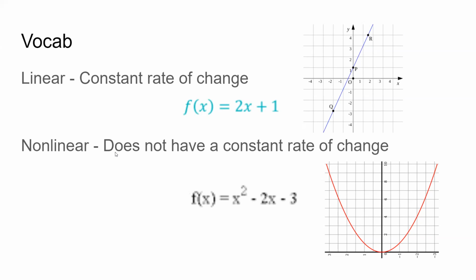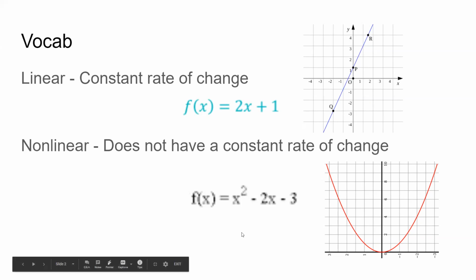For a nonlinear function, it does not have a consistent rate of change. So a function might look something like this. Notice how the x is squared. The two biggest things that you're going to see is a squared on the x or the x in the denominator. Either one of those is a nonlinear function. Graphs are easy to identify because it's just not going to be a straight line. So notice how this is a curved line. That means that it is nonlinear.